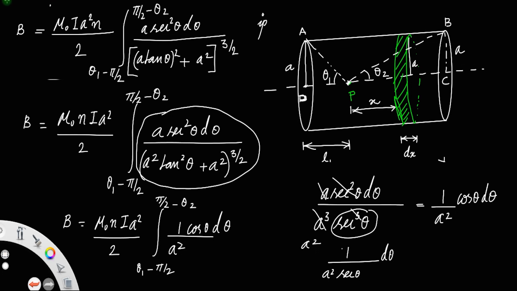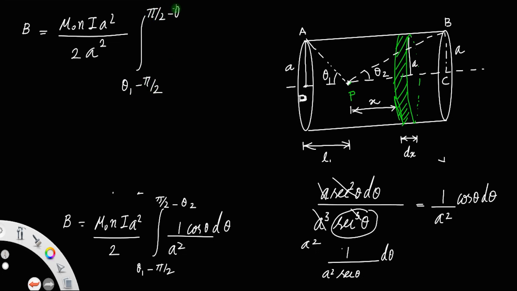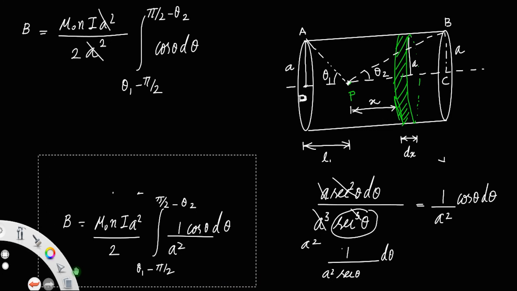On further simplifying, you'll get B is equal to mu 0 n I a square divided by 2. This a square will come out of the integral since it is a constant, a square integral theta 1 minus pi by 2 to pi by 2 minus theta 2 cos theta d theta. This a square and a square will get cancelled. Now the integral of cos theta is sin theta.